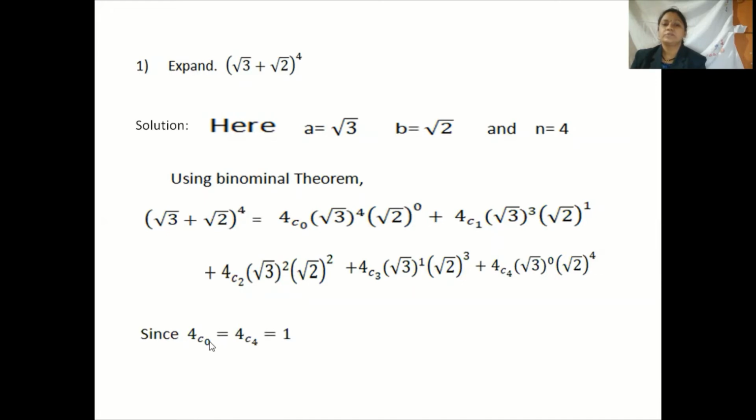Now, we know that 4C0 is equal to 4C4 is equal to 1. आपल्याला व्हॅल्यू माहिती आहे, 1 आहे. 4C1, 4C3 ची व्हॅल्यू 4 असते. 4C2 ची व्हॅल्यू आपण फाइंड आउट केली, is equal to 6. ह्या सगळ्या व्हॅल्यूज आपण ह्या बायनॉमियल थेरम मध्ये यूज केलेला आहे तिथे सबस्टिट्यूट करूया, 4C0, 4C1, 4C2, 4C3 आणि 4C4 मध्ये.